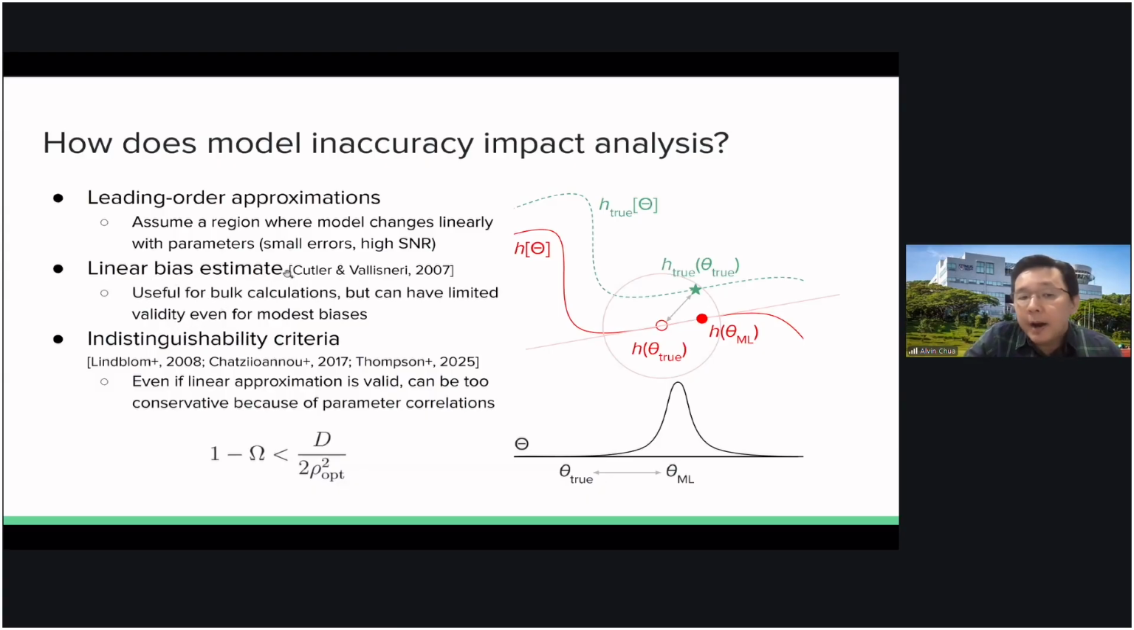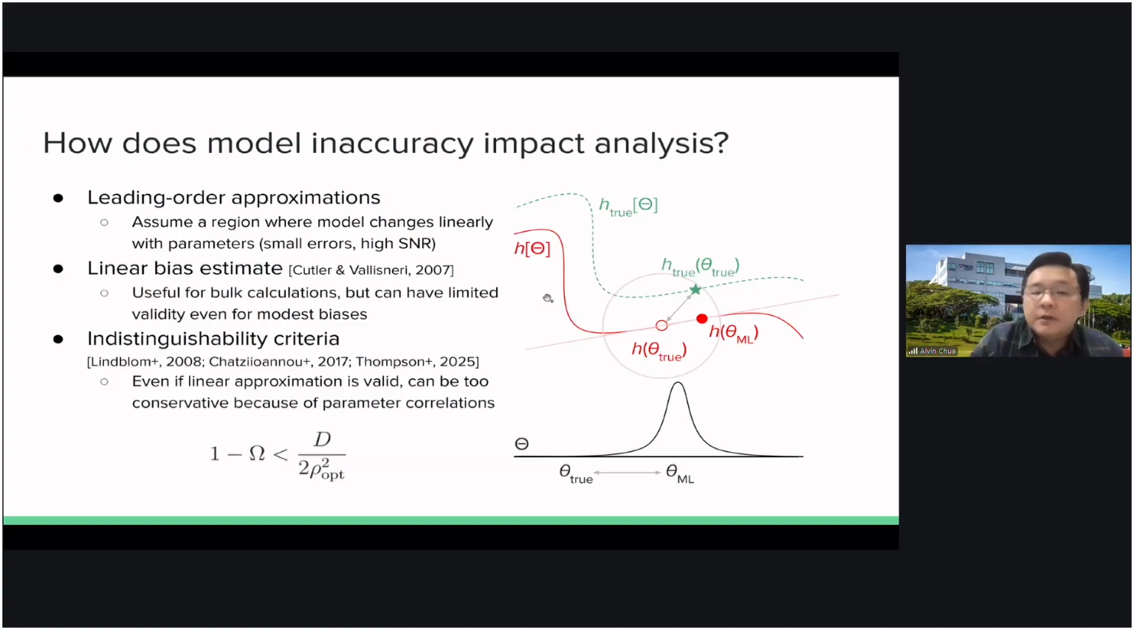The first is a linear bias estimate introduced by Cutler and Vallisneri in 2007. Essentially you look at this difference vector between h of theta_true and h_true. Then by projecting it onto the tangent space here, and pulling it back, you can get a linear estimate of this difference between theta_true and theta_ML. In this pictured case, it's a good approximation, because this is a region where the waveform model is close to being linear. So it's useful for bulk calculations.